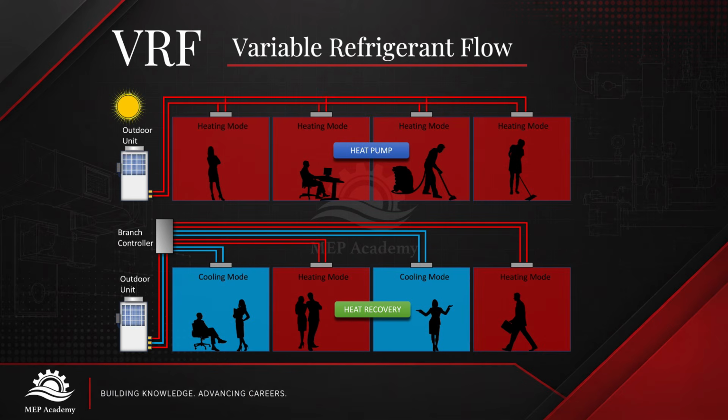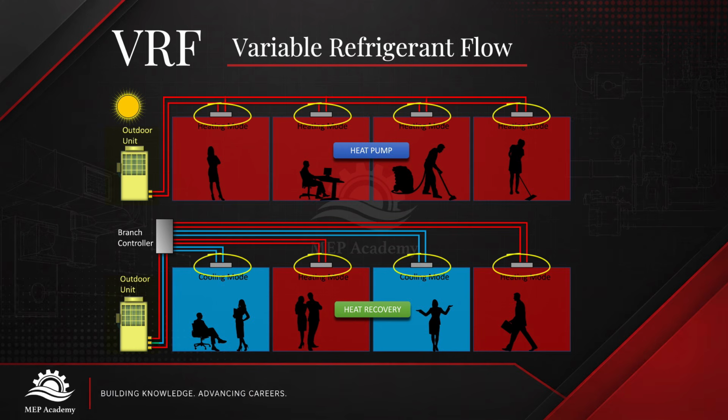Number 10. VRF, Variable Refrigerant Flow. A VRF system circulates refrigerant between an outdoor unit and multiple indoor units. Refrigerant flow changes with demand, allowing individual zones to independently heat or cool while providing efficient operation.